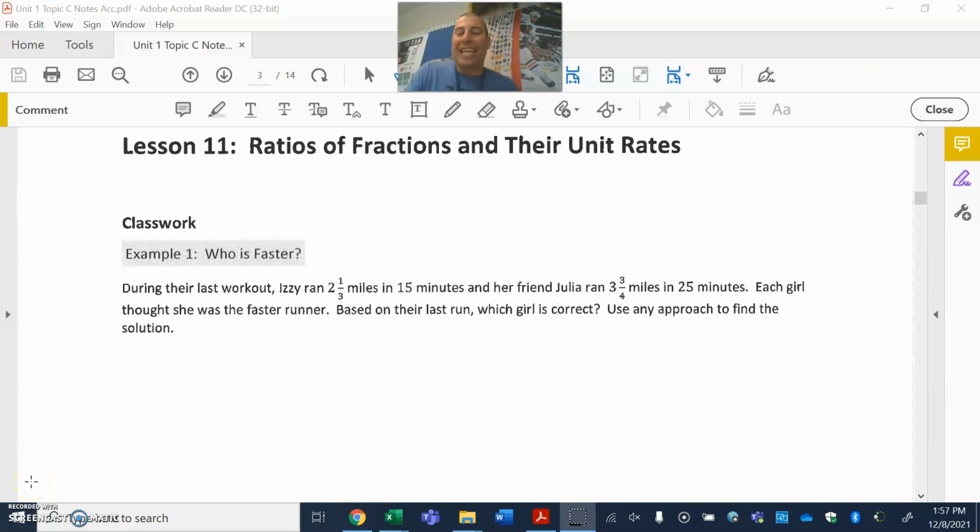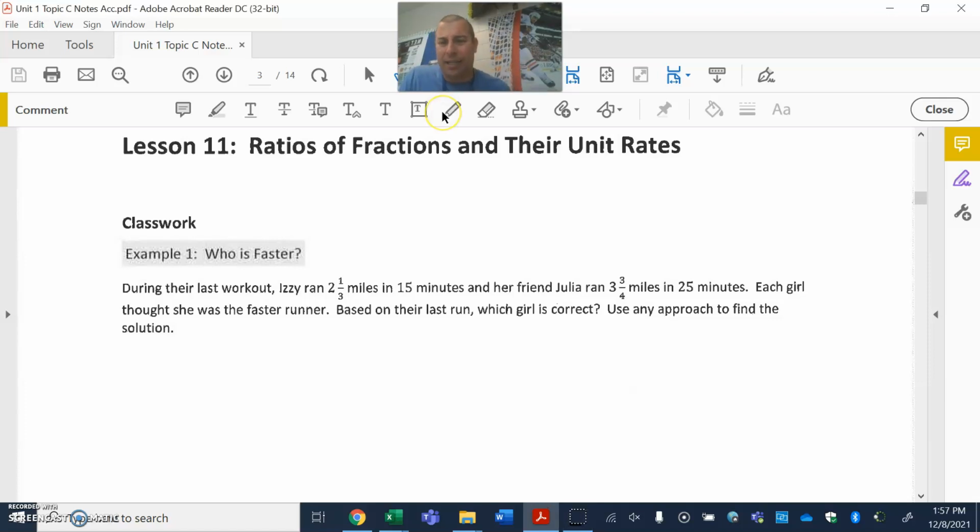Hey everyone, so we are in lesson number 11 here. Yes, lesson 11 is always the most popular lesson as we get into it here. So, ratios of fractions and their unit rates. We're going to be playing with unit rates while playing with fractions here. So, let's get into it.